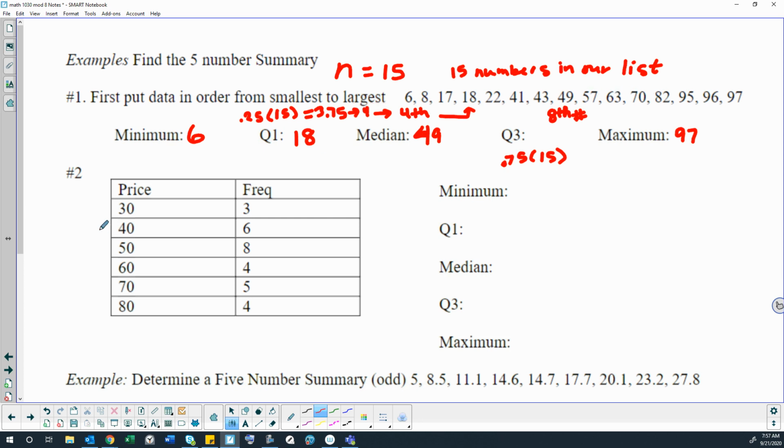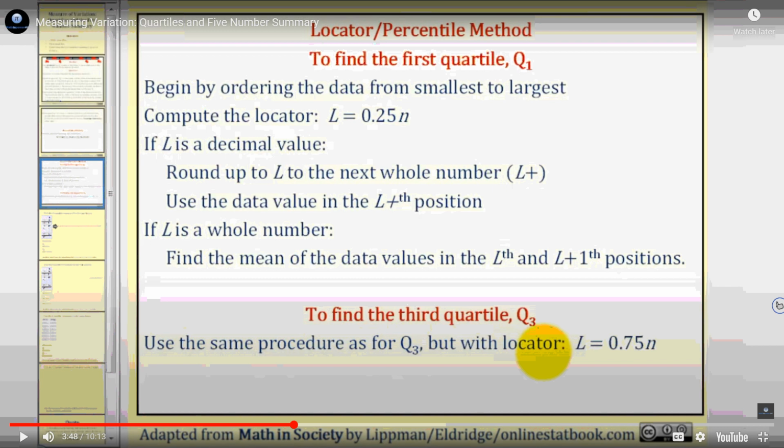But I think I kind of want to go back to that video. If L is a decimal value, we round up L to the next whole number. So it's always round up. So even though 11.25, 15 times 0.75, technically we've been taught to round a number like that down to 11, that's not what we do here. We are looking for the number up from that. So 11.25, we're going to look at the 12th number.